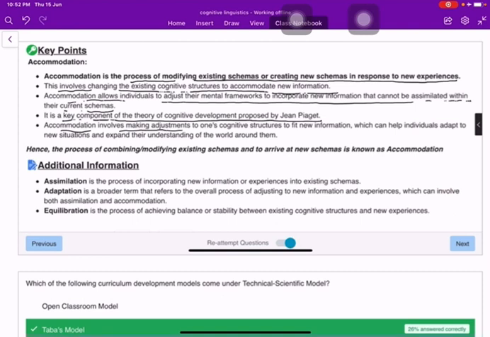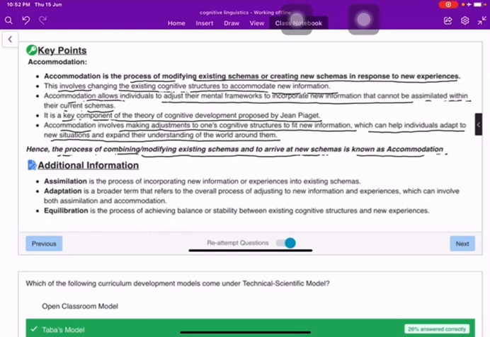Accommodation involves making adjustments to one's cognitive structures to fit new information, which can help individuals to adapt to new situations and expand their understanding of the world around them. Hence, the process of combining or modifying existing schemas to arrive at new schemas is known as accommodation.